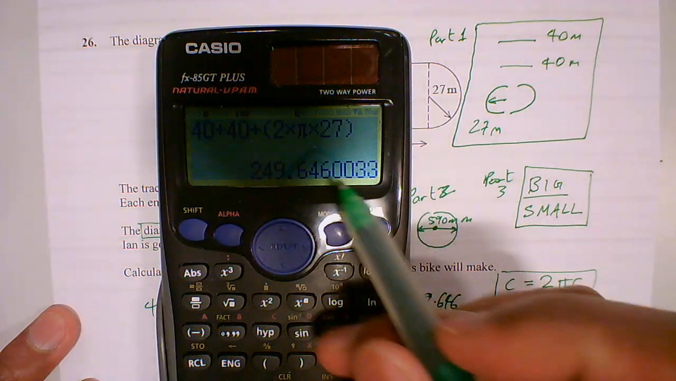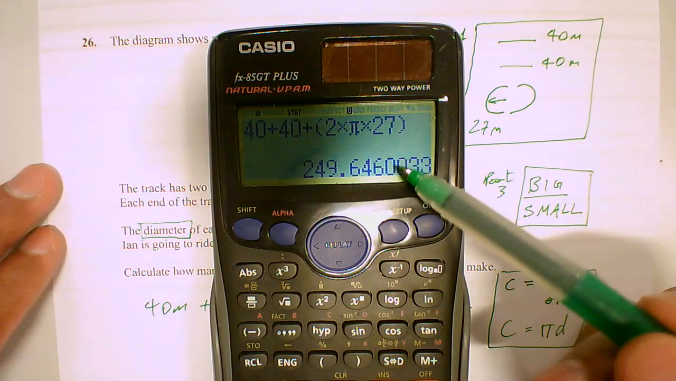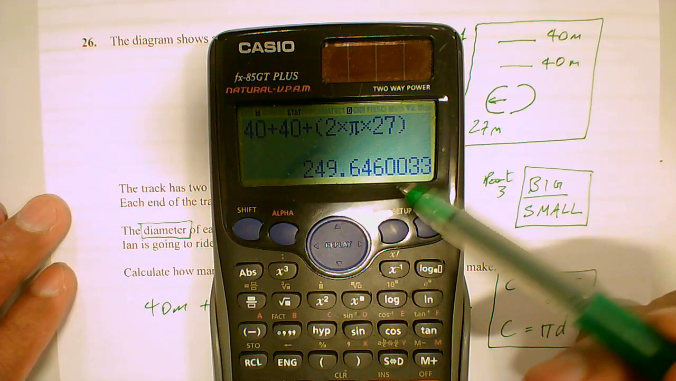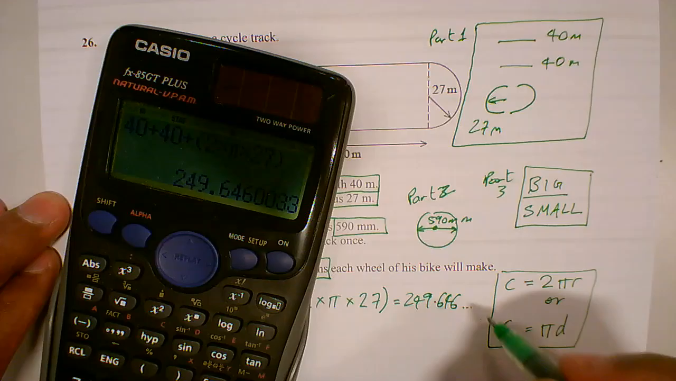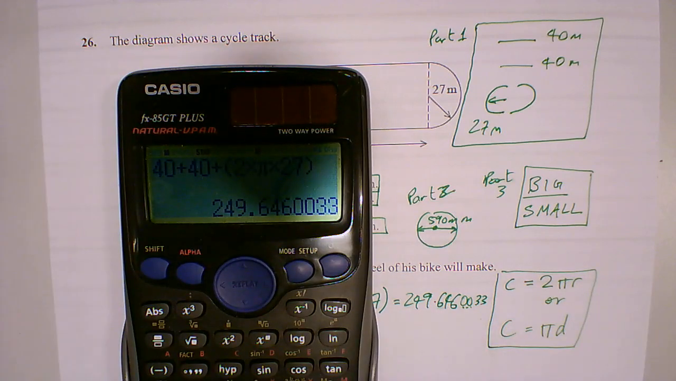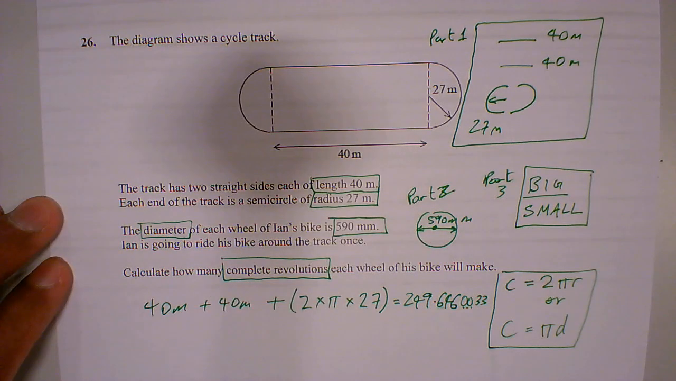Now I will use the whole number. I'm not going to round just yet. If I start rounding now, it's going to affect my accuracy, so I'm going to keep this number for now. So that's the first part done.